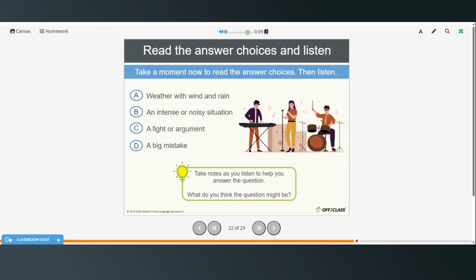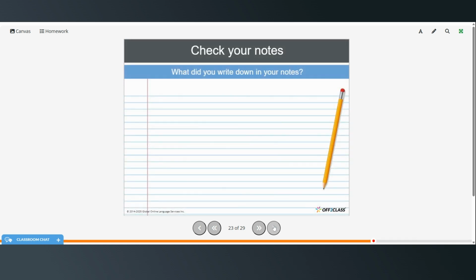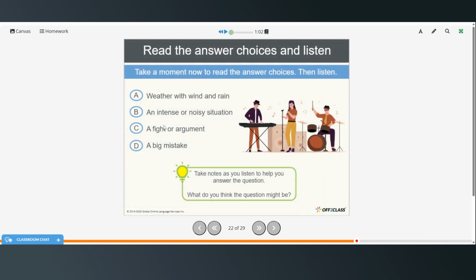In this story, Rena uses the word storm to describe the crowd. Which meaning does the word storm have in the story? Check your notes and then choose one of these answers.